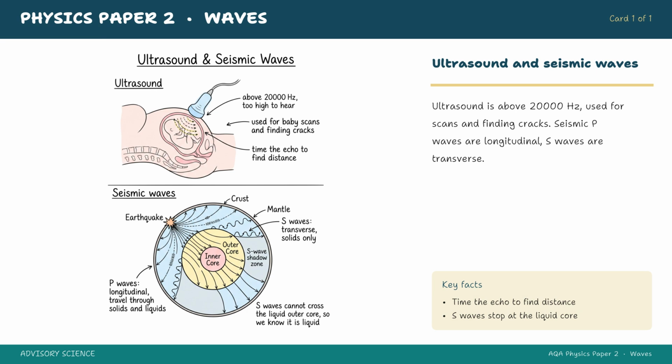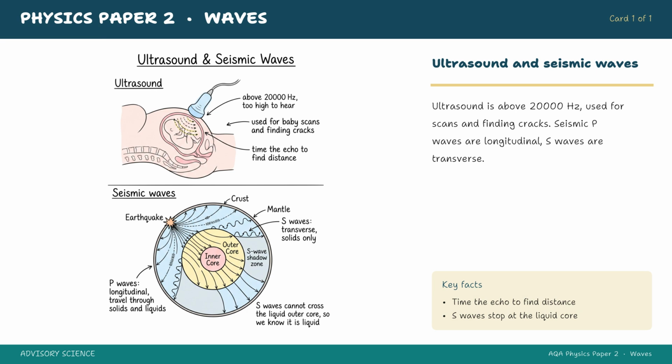Earthquakes make seismic waves. P waves are longitudinal and travel through solids and liquids. S waves are transverse and only travel through solids. Because S waves can't cross the liquid outer core, we know that part of the Earth's core is liquid.